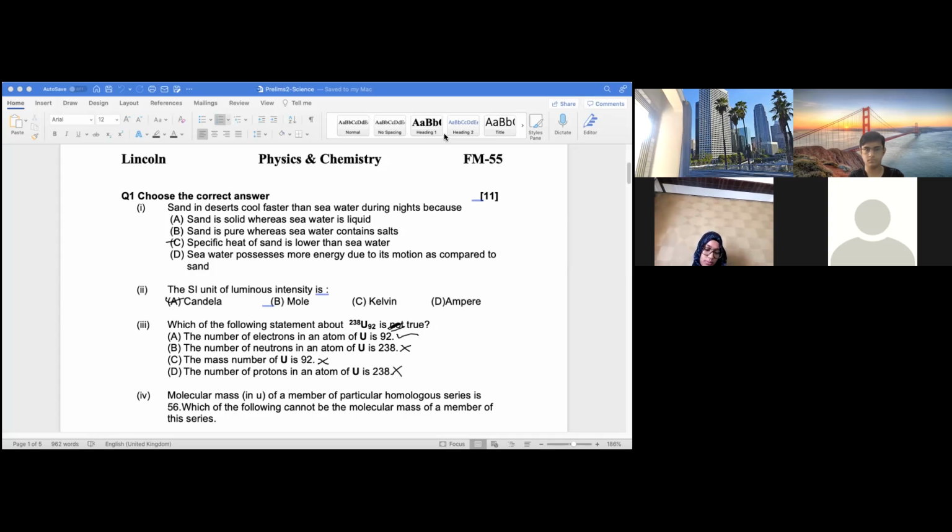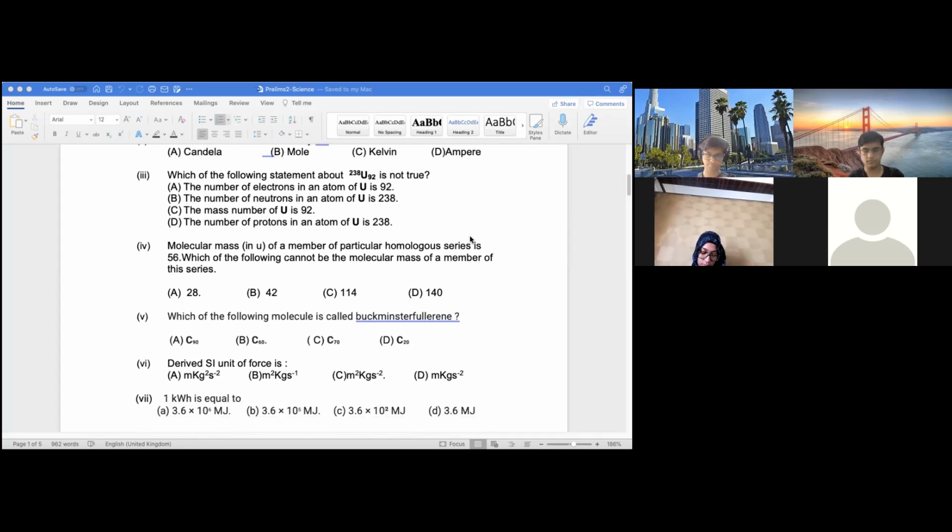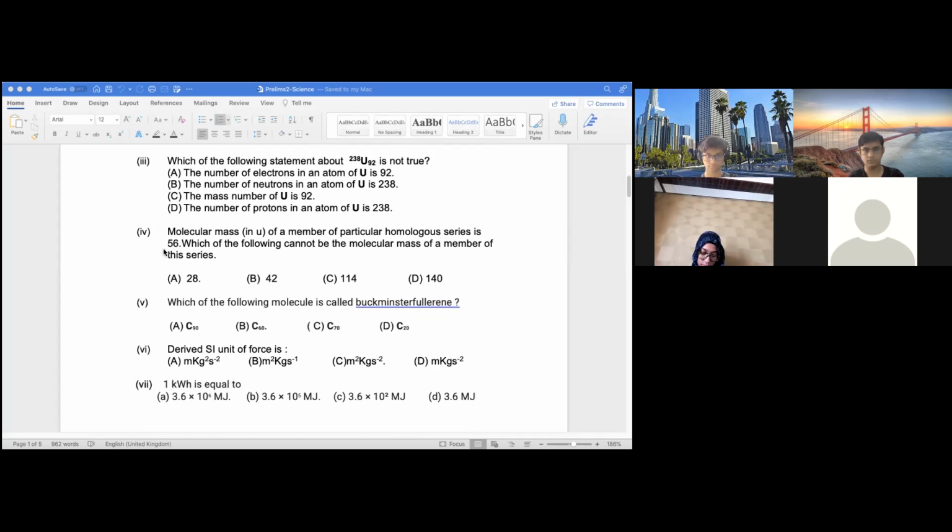Okay. How do we do this question? The molecular mass of a member of a particular homologous series is 56. So 56 is a multiple of what? 14, right? 14 is CH2. So 56 is a multiple of 14. That means the others should also be multiples of 14, then only they are members of the same homologous series. But you can see that 28, 42, and 140 are there. This is not a multiple of 14. So that means this is not a member of the homologous series. Buckminster fullerene is C 60.